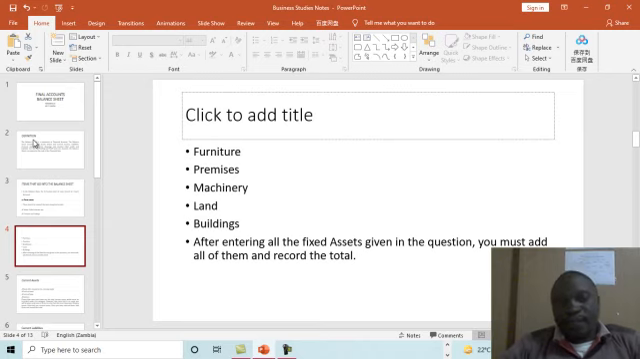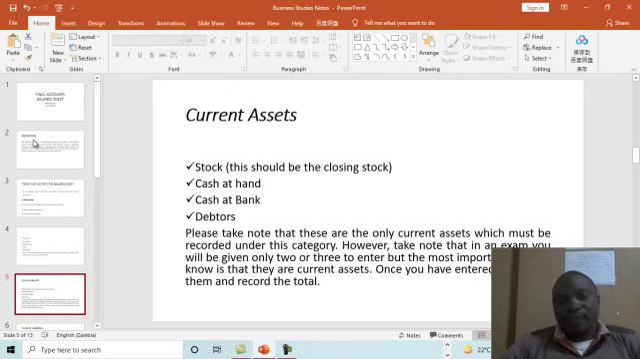Now, after you have entered all your fixed assets, you must add up the fixed assets that you have, and then you record the total. I'm going to demonstrate this by way of showing an example so that you understand how the fixed assets are entered first in the balance sheet.